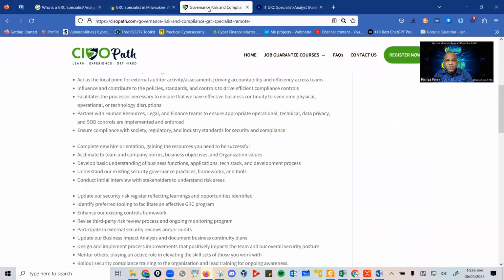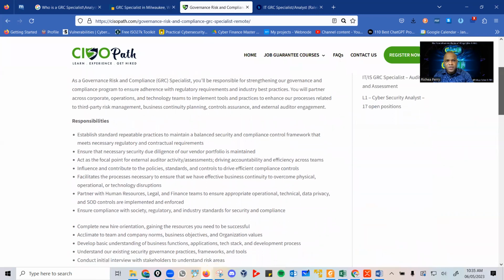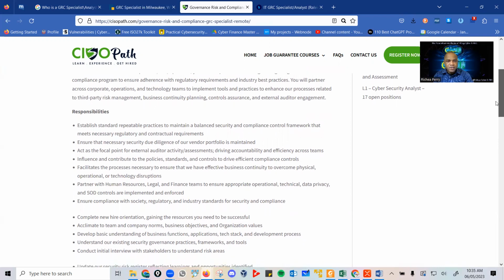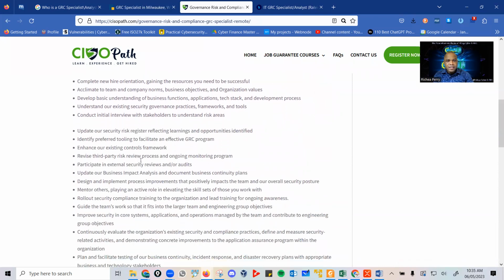Then if we look at a different GRC description, you see similar responsibilities coming out. As a governance, risk, and compliance specialist, you're responsible for strengthening our governance and compliance program to ensure adherence with regulatory requirements and industry best practices. And the list goes on in this job description.